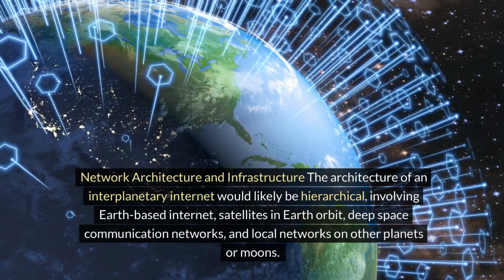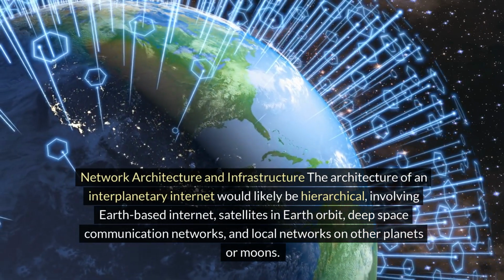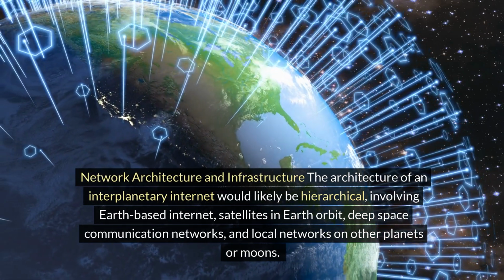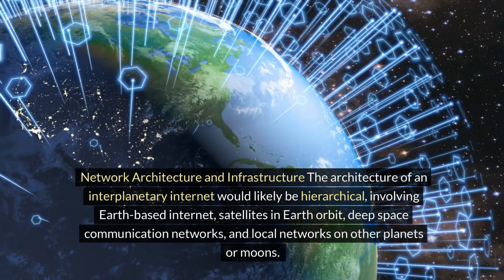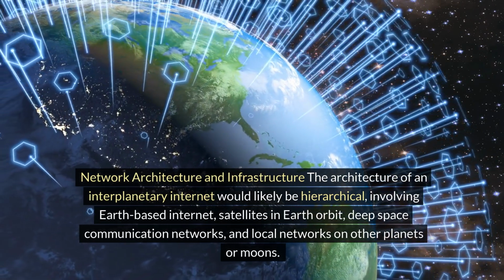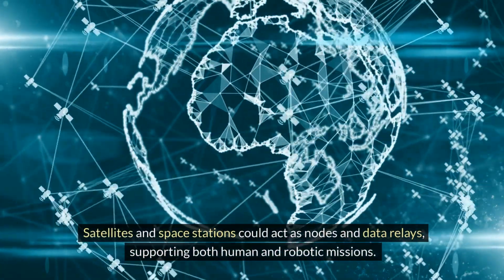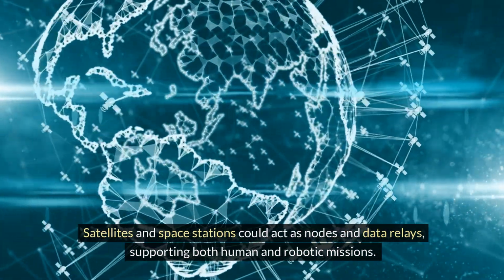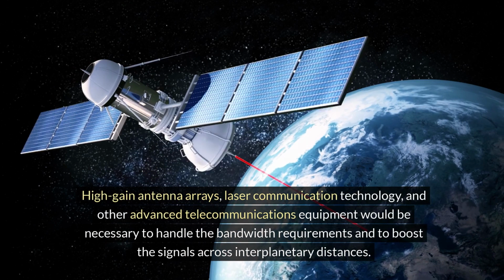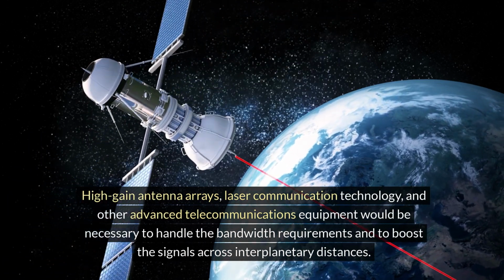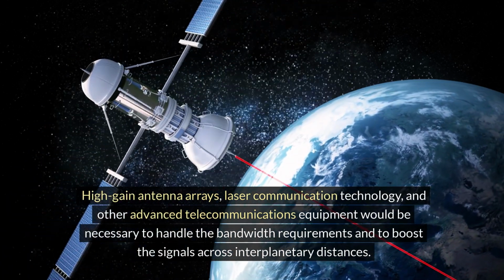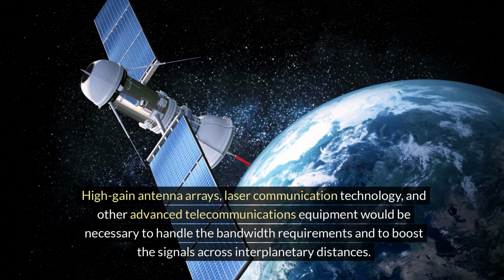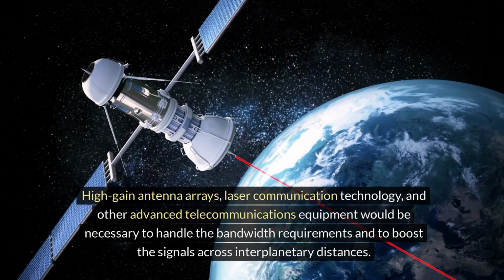Network architecture and infrastructure. The architecture of an interplanetary internet would likely be hierarchical, involving Earth-based internet, satellites in Earth orbit, deep space communication networks, and local networks on other planets or moons. Satellites and space stations could act as nodes and data relays, supporting both human and robotic missions. High-gain antenna arrays, laser communication technology, and other advanced telecommunications equipment would be necessary to handle the bandwidth requirements and to boost the signals across interplanetary distances.